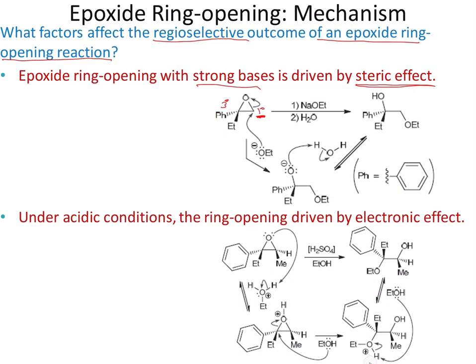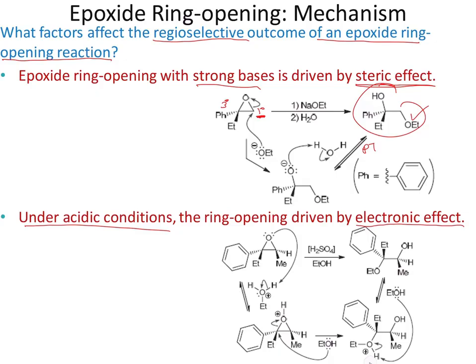And then it opens the ring in one step, followed by a proton transfer to install the nucleophile in that position. However, when weak bases or weak nucleophiles are used, which require acidic conditions, then the ring opening is driven by electronic effect.